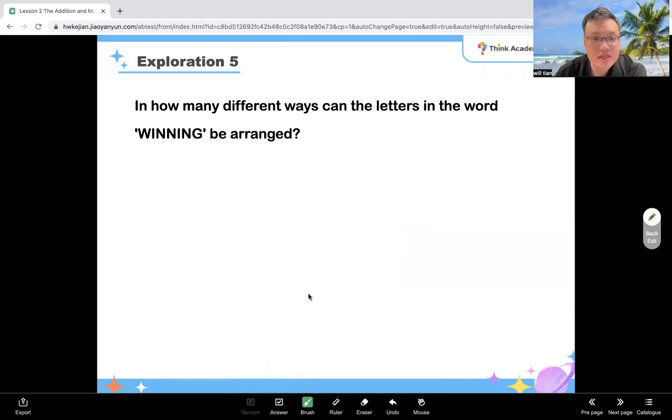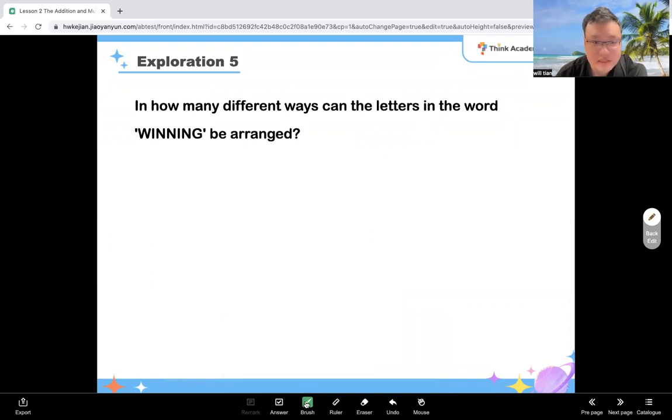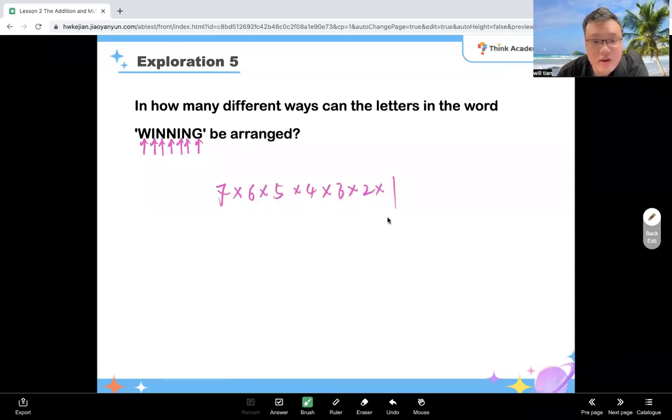Let's see. In this question, it asks you, in how many different ways can the letters in the word winning be arranged? So firstly, guys, we're gonna treat them as all different letters, right? So how many letters there, guys? Can you help me to count it? Is that 7? You have 7 letters, right? Let's treat them as different firstly. So 7 times by 6, 5, 4, 3, 2, and 1. That will be the total ways we have if they are all different.